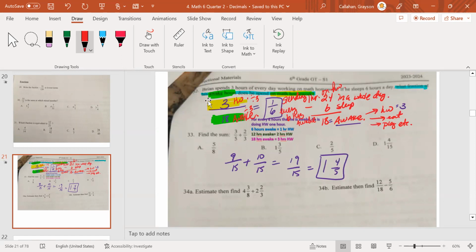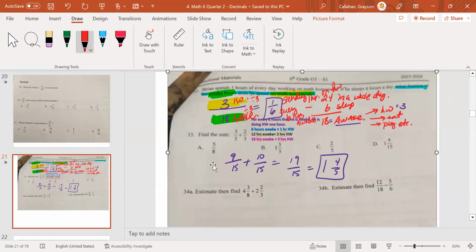Because the question is, what fraction of his awake hours does he spend on math homework? Well, 18 hours is the total that he's awake. Out of the 18 hours that he's awake, he's still awake when he's doing homework, right? And he's spending 3 hours doing homework. So 3 goes on top in the numerator, 18 stays on the bottom in the denominator, 3 over 18. 3 meaning that these are the hours he is awake doing homework. 18 is the total awake hours that he is not sleeping. So it's like this, okay?